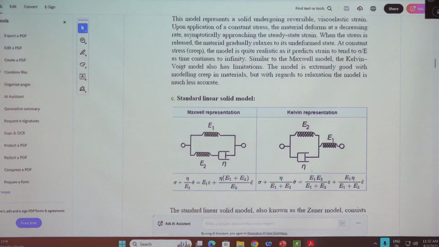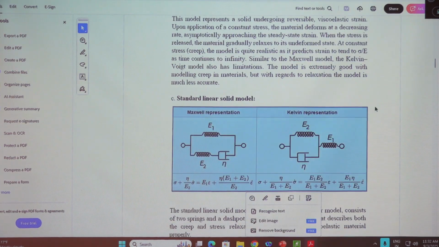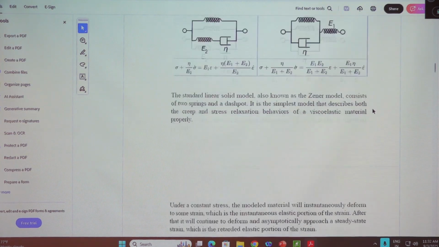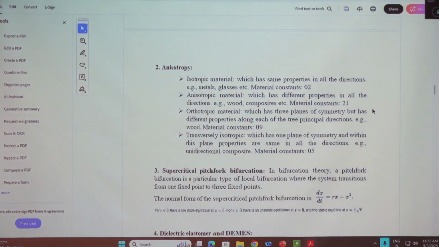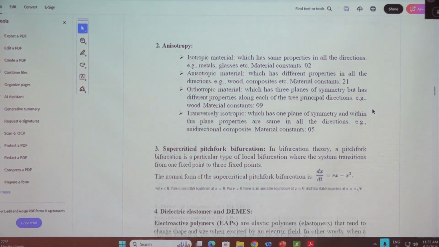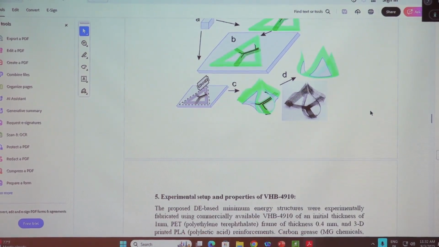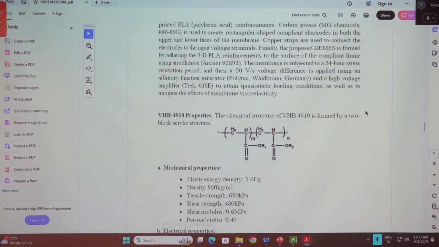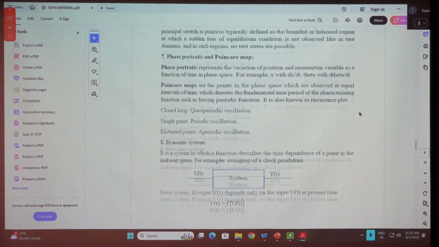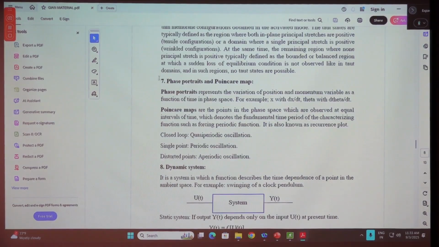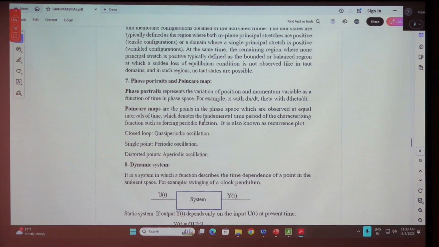This one I will share. So in this you can understand the different viscoelastic model and all the things that I am discussing. Anisotropy, transversely isotropy that I have talked to you. Okay. Dielectric elastomer, DEMS, I will give these notes to you. Experimental, and the two important things that I am discussing. Phase portrait and Poincare maps.